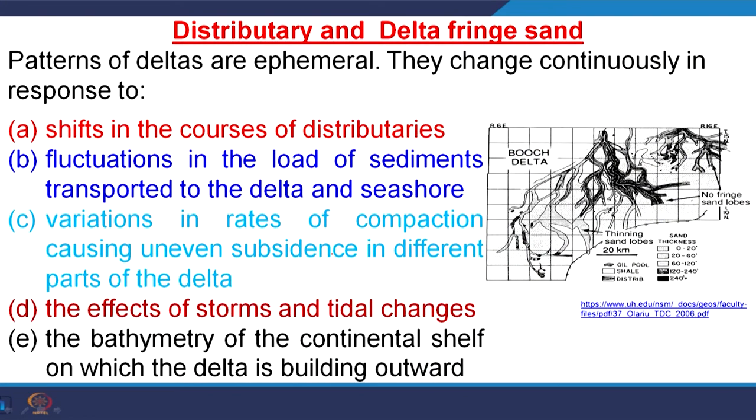Then we are talking about the marine at the river mouth, the river systems, the fluvial systems, the lacustrine system. Let us talk about the delta distributaries and the delta fringe sand. Patterns of deltas are ephemeral; they change continuously in response to shifts in the course of the distributaries, fluctuation in the load of sediment transported to the delta and seashore, variation in the rate of compaction causing uneven subsidence in different parts of the delta, the effects of storms and tidal changes, and the bathymetry of the continental shelf on which the delta is building outward. So all these factors control the delta distributary geometry and the sediment distribution.